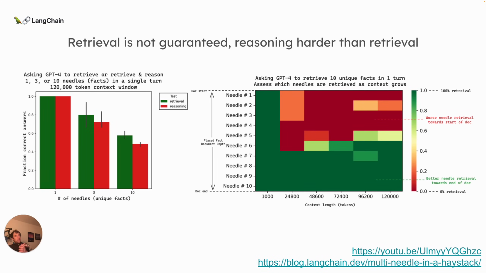So I ran a bunch of analysis on this with GPT-4 and came up with some fun results. You can see on the left here, what this is looking at is different numbers of needles placed in a 120,000 token context window for GPT-4. And I'm asking GPT-4 to retrieve either 1, 3, or 10 needles.